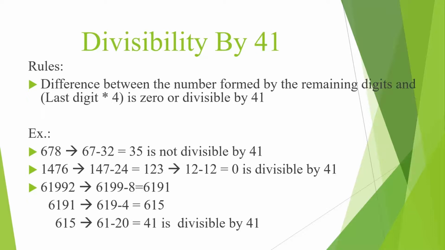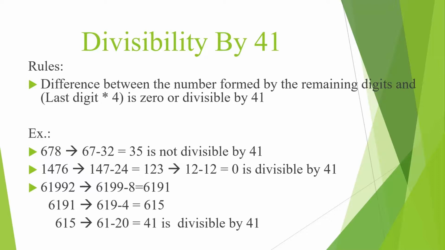Now let us see another number, 41. Here we will be multiplying the last digit by 4. Consider the remaining digits. Find the difference between both. That difference should be either 0 or it should be divisible by 41. Now let us consider example 678. Ignore the last digit, 67 minus last digit into 4. 8 into 4 equal to 32. Difference is 35, which is not divisible by 41. So 678 is not divisible by 41.